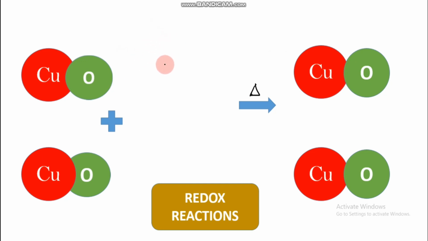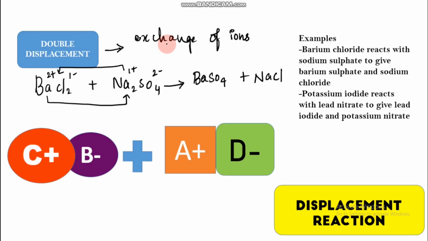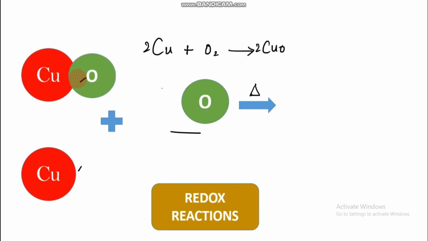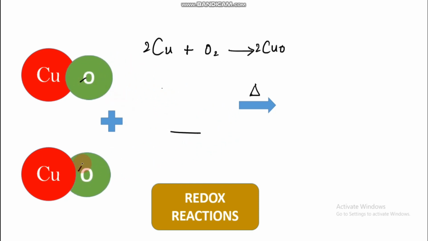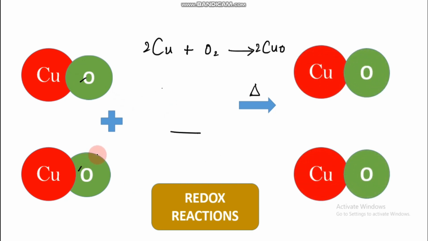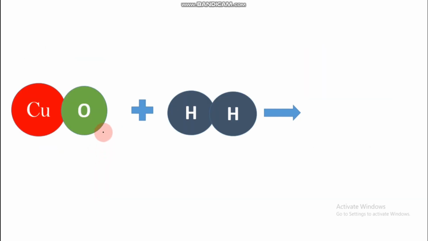You might have seen the reaction like this: copper. The same thing I have shown as molecules. Two copper atoms are there, one O2 molecule is there. This oxygen is going to one copper, and this oxygen is going to another copper. So we are getting 2CuO.